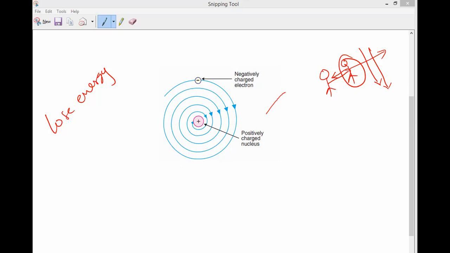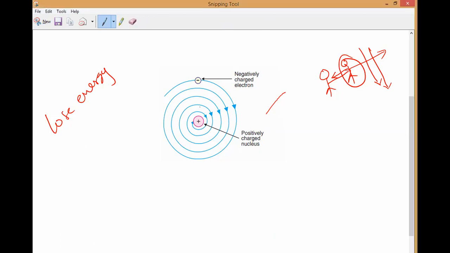And ultimately, where will the electrons fall? Ultimately, they will fall into the nucleus, by taking the spiral path.